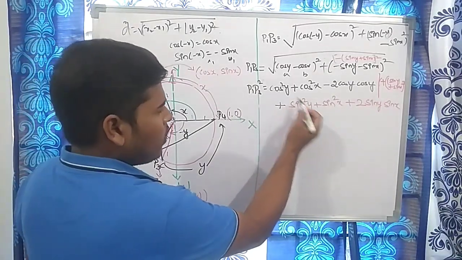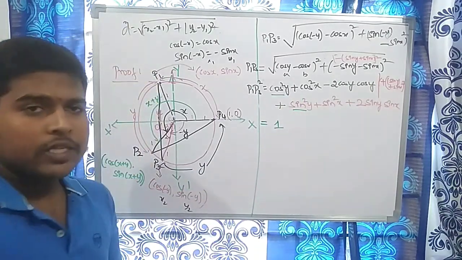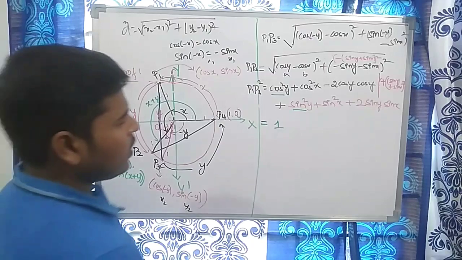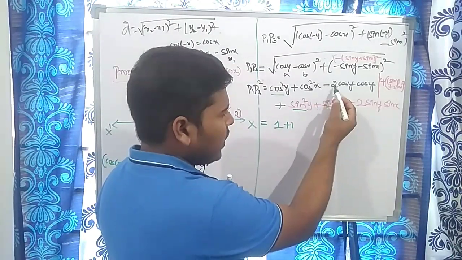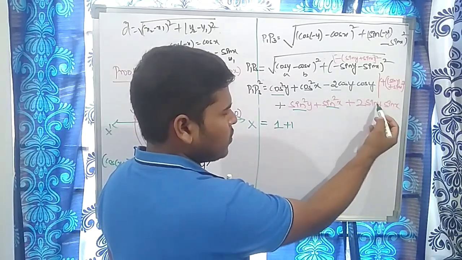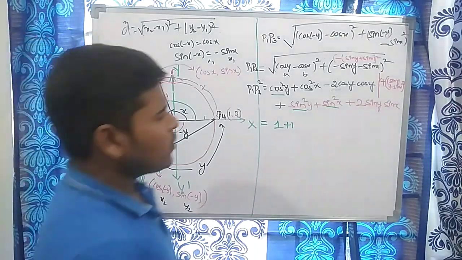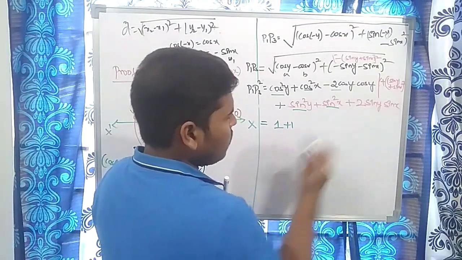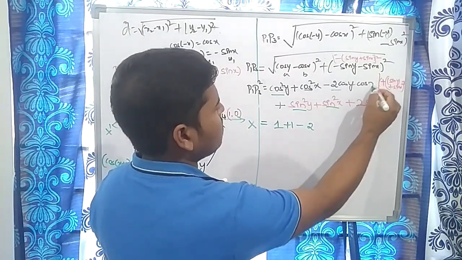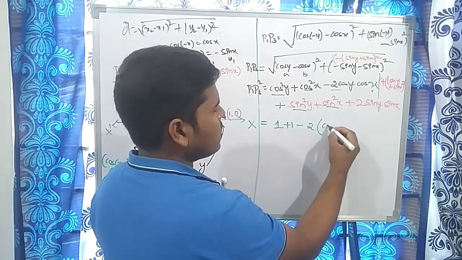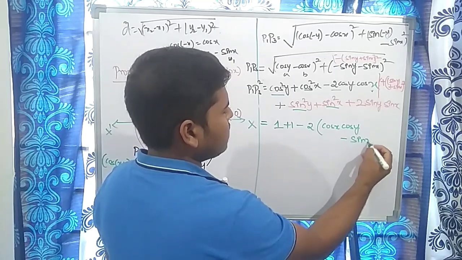See, cos square y plus sin square y we can write as 1. Cos square x plus sin square x is equal to 1. Remaining, observe here: minus 2 cos x cos y plus 2 sin x sin y. Between these two we can take minus 2 common: that is cos x cos y minus sin x sin y.